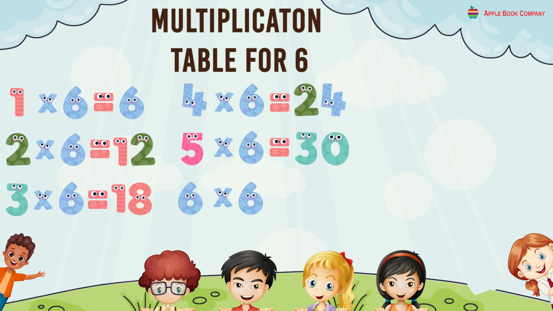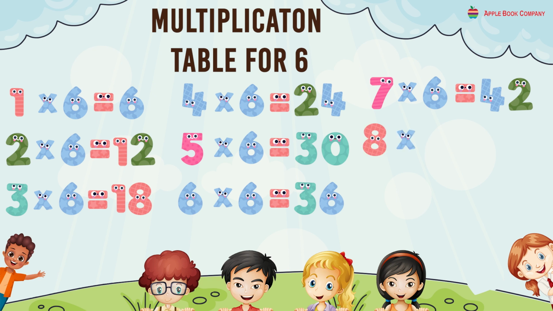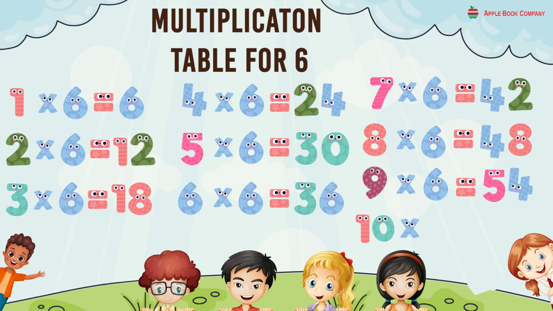6 multiplied by 6 is 36. 7 multiplied by 6 is 42. 8 multiplied by 6 is 48. 9 multiplied by 6 is 54. 10 multiplied by 6 is 60.